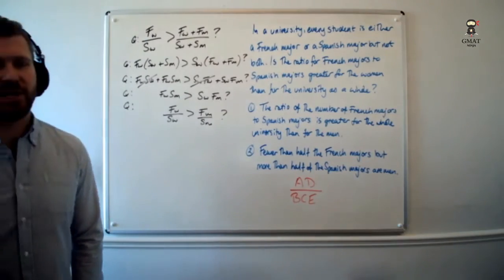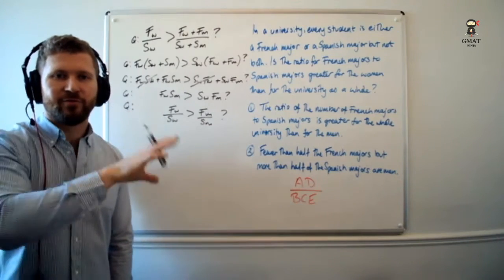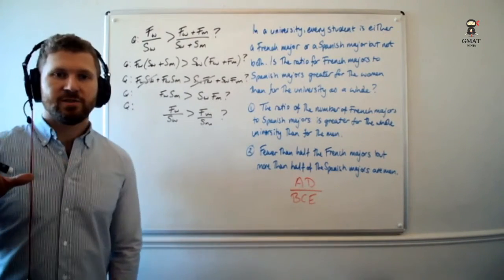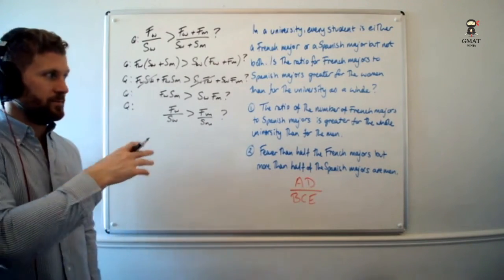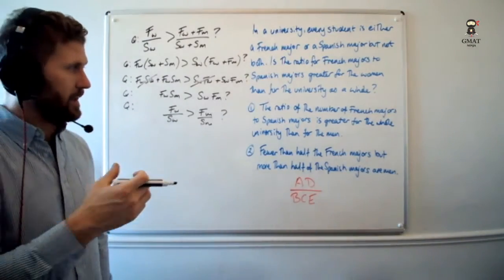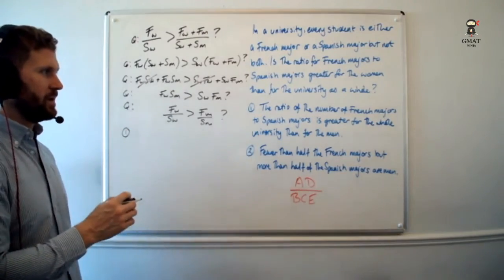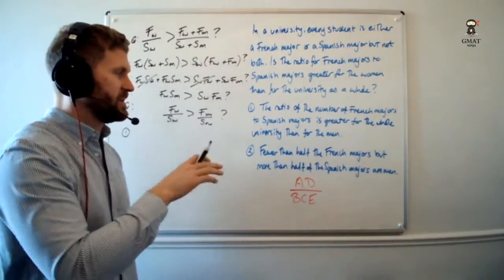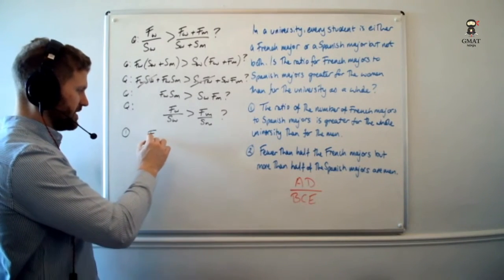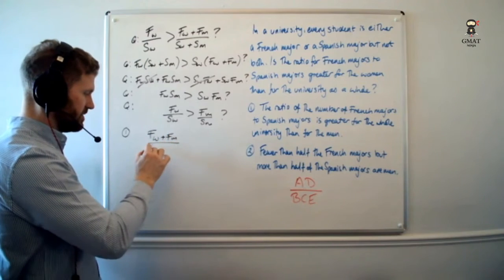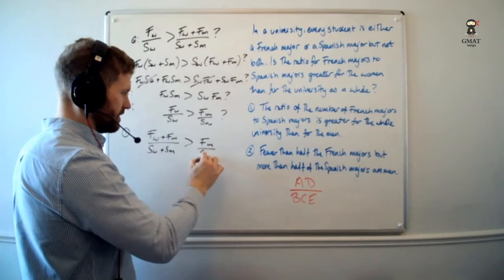And this question changes from, is the ratio of French to Spanish majors greater for the women than for the university as a whole, to, is the ratio of majors for the women greater than the ratio of the majors for the men? Now, we can go and use that. And what we can say is in number one, we're going to be given a very similar thing. The ratio of the number of French majors to Spanish majors is greater for the university as a whole than for the men. And so we get French women plus French men over Spanish women plus Spanish men is greater than for the men.